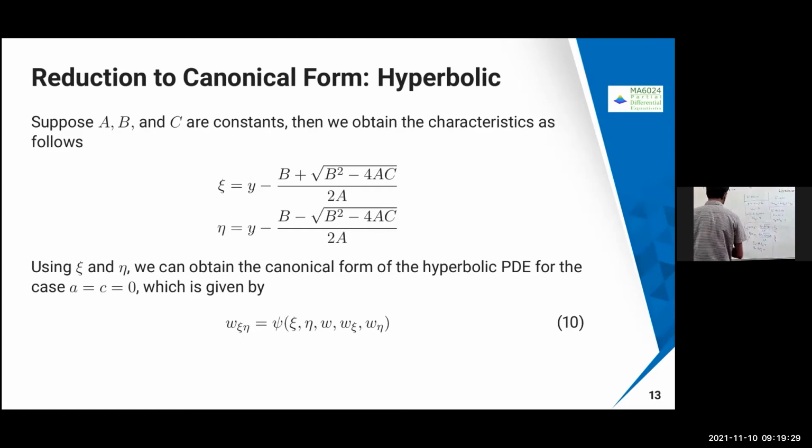Okay, suppose a, b, c are constants. Then we obtain the characteristic curves as follows. I'm just going to take chi equal to y minus (b plus square root of b square minus 4ac) by 2a, and eta is going to become y minus (b minus square root of b square minus 4ac) by 2a.